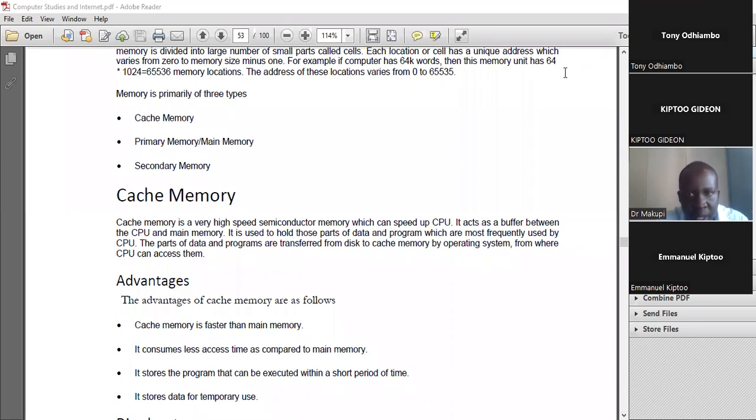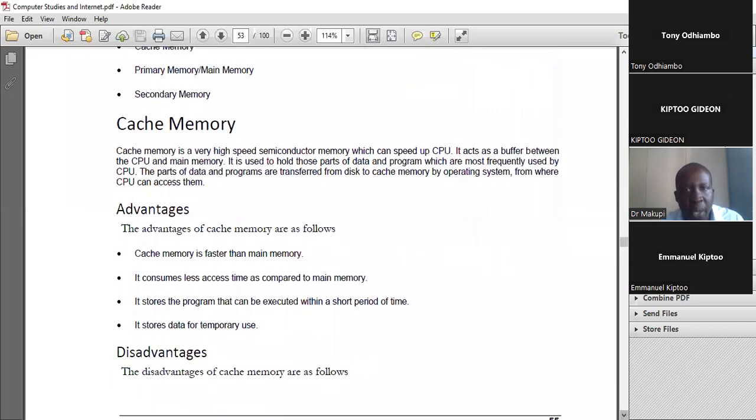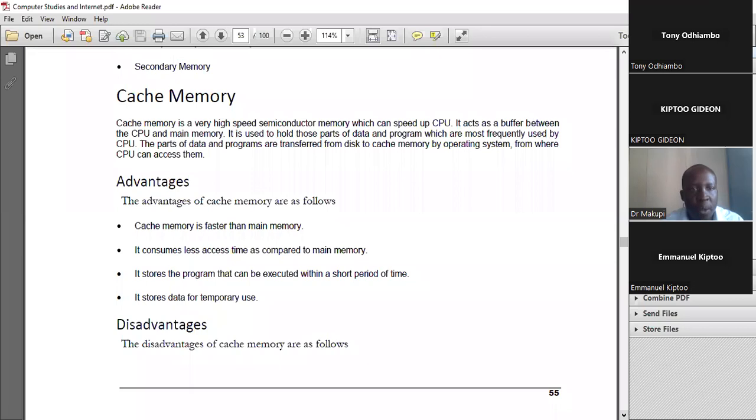So you can see how vital this kind of memory is, very, very important. Now, the advantages of this cache memory, as we have said, it is made up of semiconductor materials, making it one of the fastest memories in that regard, consuming less time. It has a very small size in terms of storage size. Again, it stores data temporarily, only at the time that it is being used by the CPU. That is something to note.